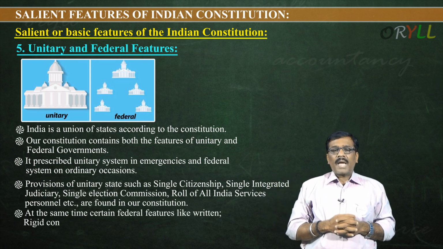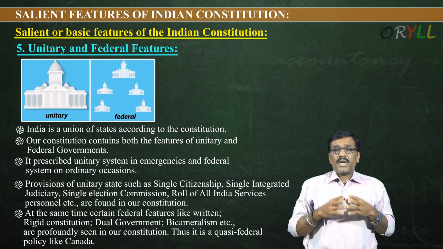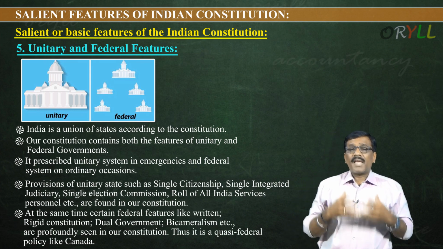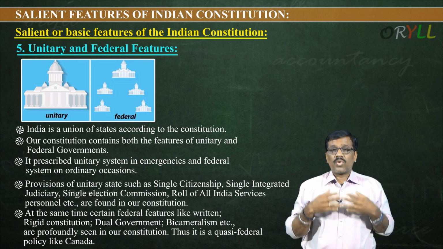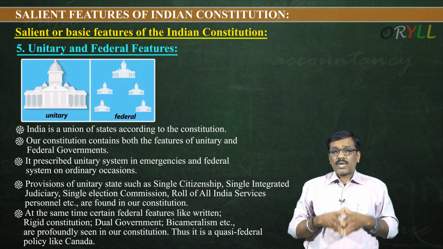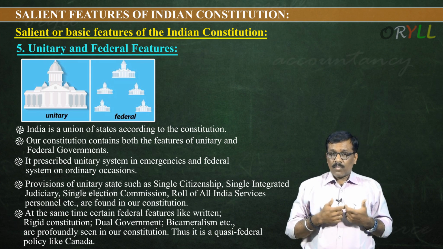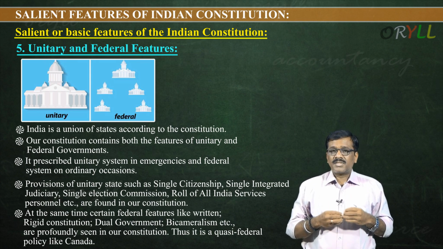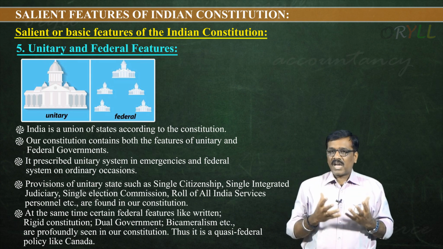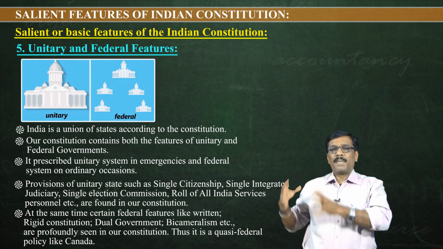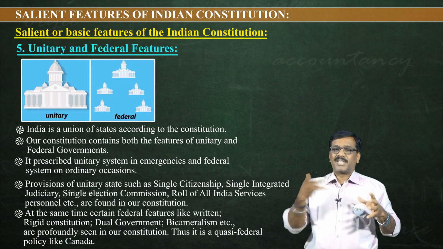And at the same time, certain federal features like written, rigid constitution, dual government, bicameralism, etc. are profoundly seen in our constitution. Thus, it is a quasi-federal polity like Canada. See, when I am telling quasi-federal polity, you have a dual government, meaning even if you take the parliament, you have a bicameralism. Lok Sabha represents the people, Rajya Sabha represents the states.